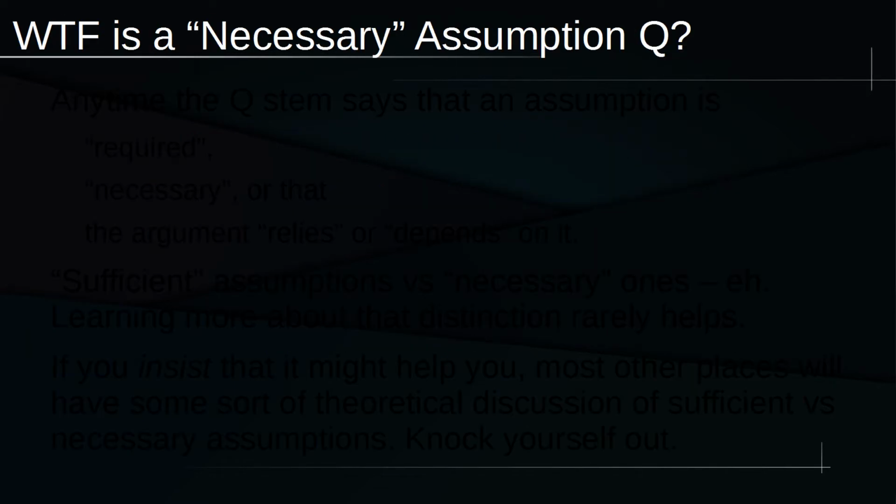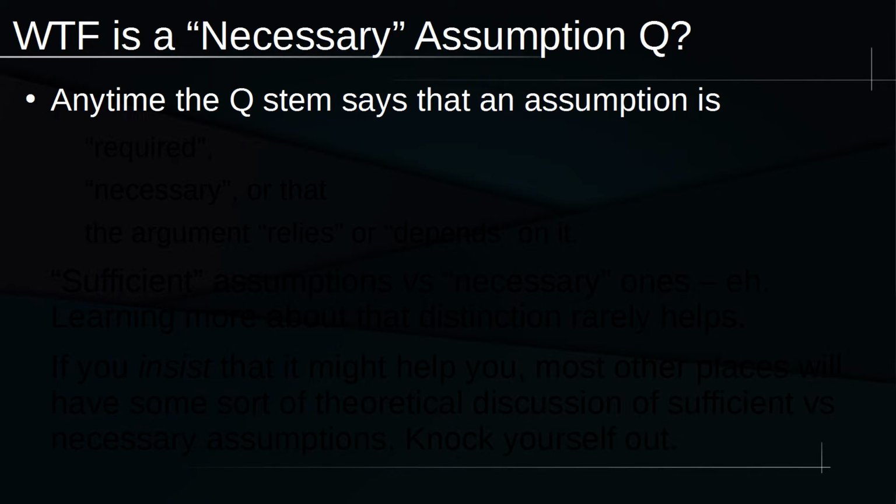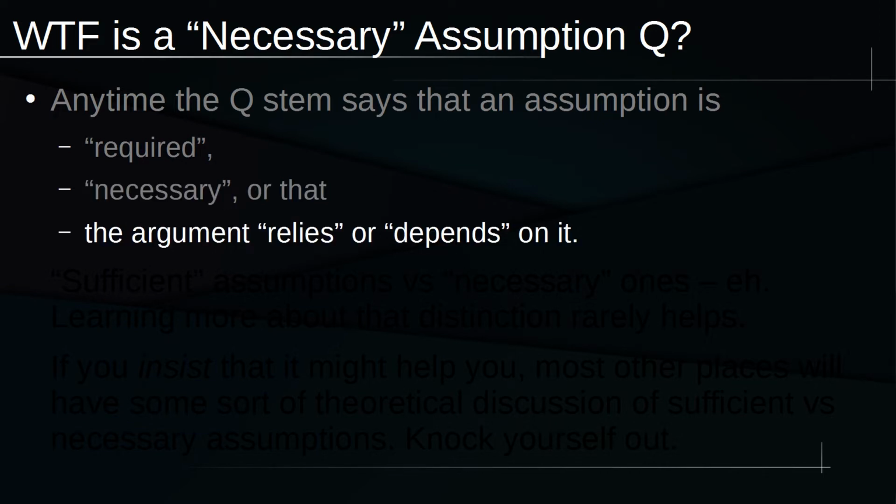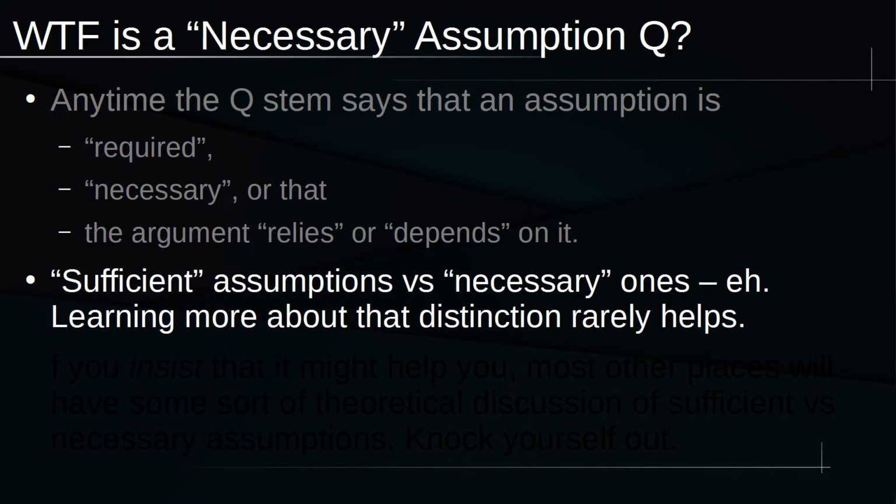So we begin by discussing what actually is a necessary assumption question. Anytime the stem says that an assumption is either required, necessary, or that the argument relies or depends on it, that's how we're going to define a necessary assumption question. Now, what we just talked about was fully in the context of the question itself. What is a necessary assumption question?